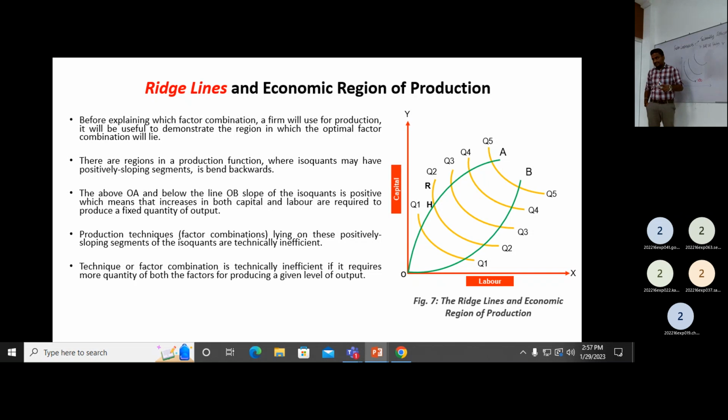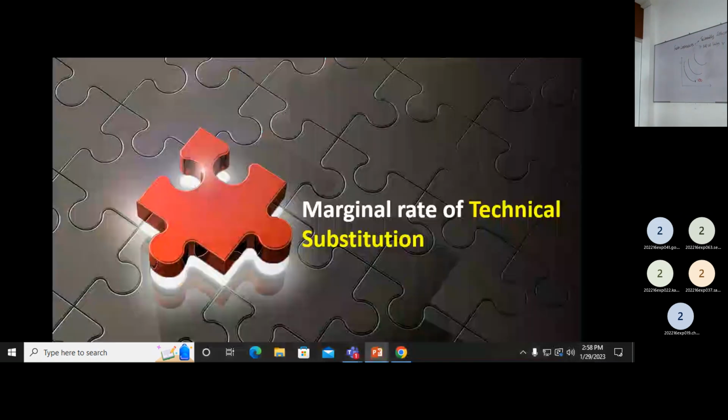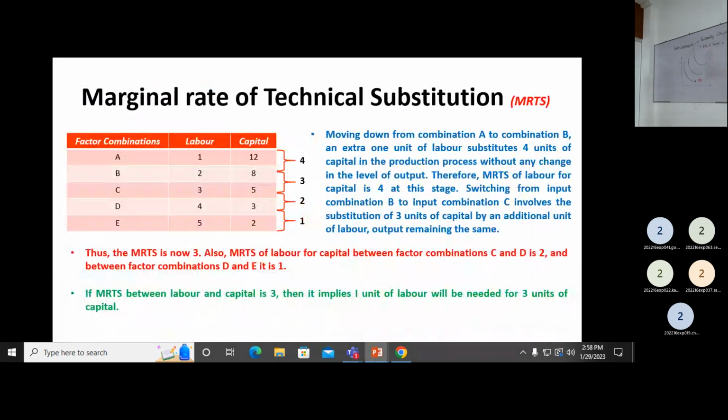Go with replacement. Yes, sir. So technical efficiency means you can replace one factor with another. You are reducing your capital now. If we go back, here your output is 100 units. You have these types of factor combinations, using labor units as well as capital units. Here you are using 12 units of capital but 1 unit of labor. When you are moving to the next factor combination, capital is reducing, and to replace that, you are increasing your labor by 1 unit.